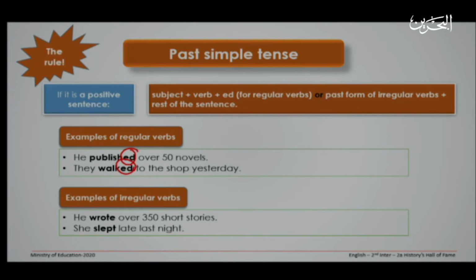We have another class of verbs which are irregular verbs. They are not followed by ed in the past form or the past participle form. Examples of irregular verbs: he wrote, which is the past simple of the verb write, over 350 short stories. Another example: she slept, which is the past simple of the verb sleep, late last night.